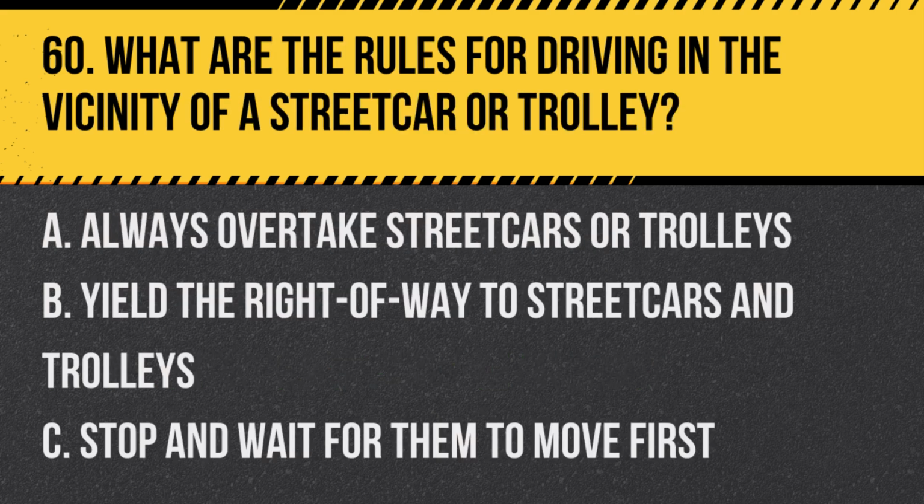Question 60. What are the rules for driving in the vicinity of a streetcar or trolley? A. Always overtake streetcars or trolleys. B. Yield the right of way to streetcars and trolleys. C. Stop and wait for them to move first. Answer: B. Yield the right of way to streetcars and trolleys. Streetcars and trolleys often have the right of way, so drivers should yield to them.